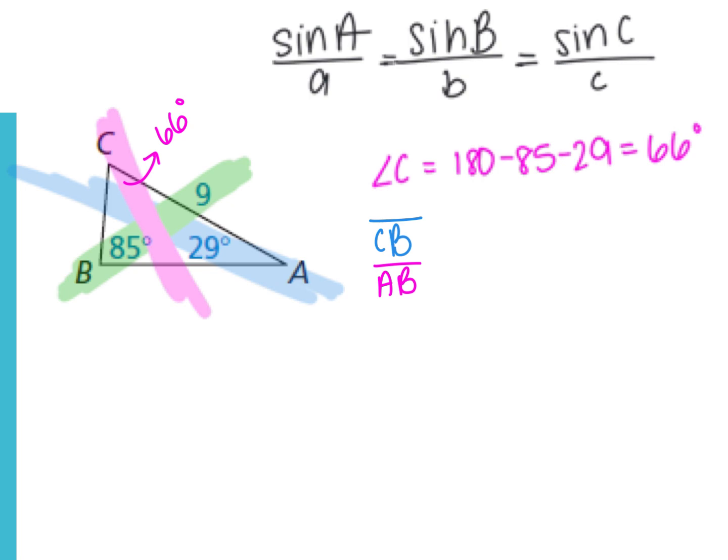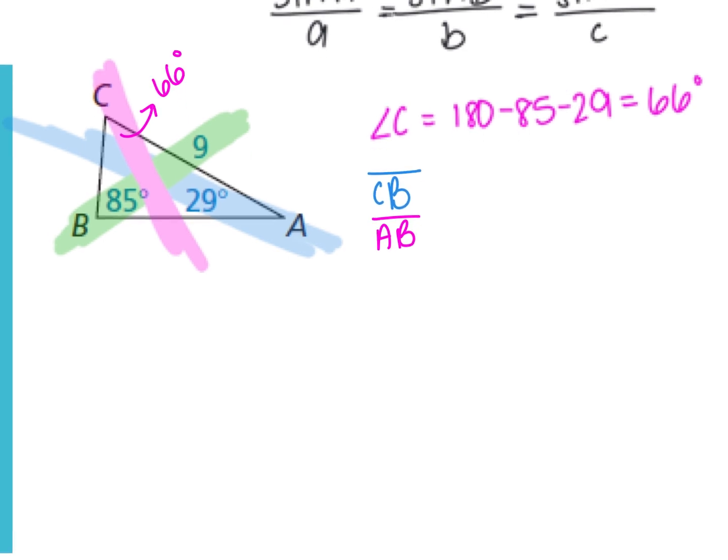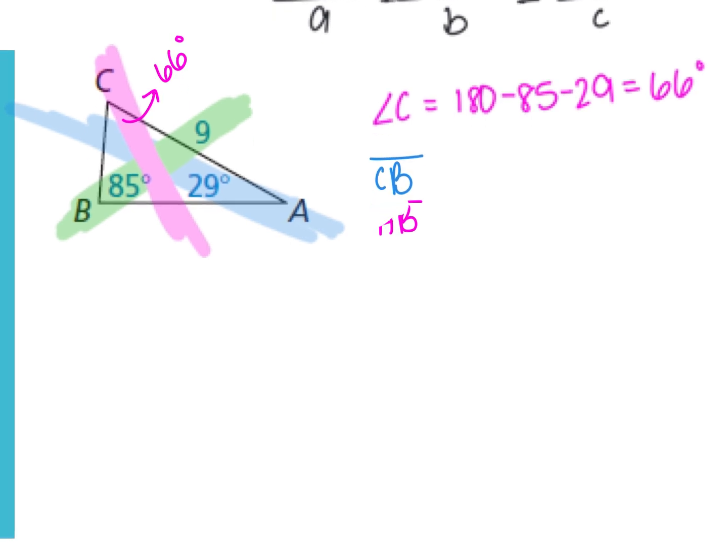Now I have to find my two sides. So, plugging it in. Because I want to find my sides, I'm going to make my sides my numerator. I'm going to find CB first. Which sides and angles do I have? I have all the b's, so I'm going to set it up as 9 over sine 85 equals lowercase a over sine 29.